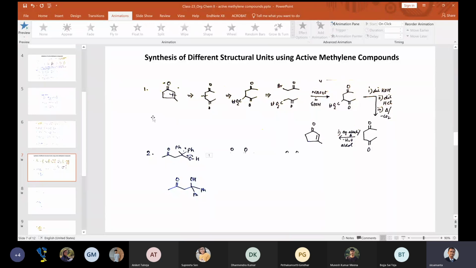Correct? So when you are going in the backward direction, you also have to think logically, whether it is really possible to come back. Correct? So you cut it, this side you make it a ketone, this side you make it a CH2 minus. Ultimately that can come from CH3. So in this way, this becomes a symmetrical molecule.